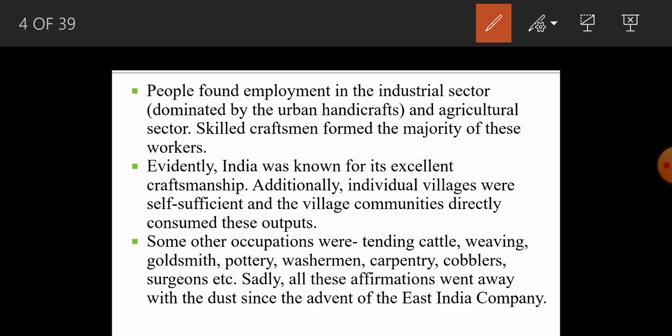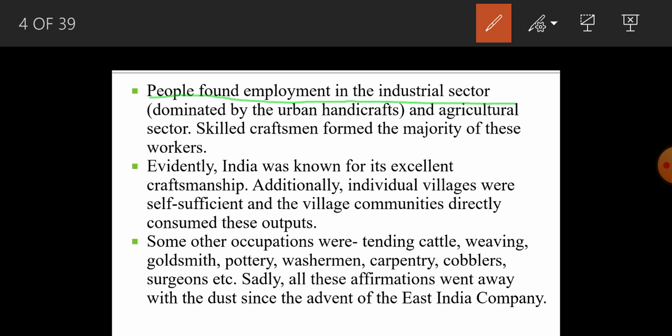Here it says that people found employment in the industrial sector dominated by urban handicrafts, and the agricultural sector. Skilled craftsmen formed the majority of these workers. Whatever employment generation was available at that time in India in the industrial sector was totally dominated by handicrafts, because maximum business, or trade, dealt with handicrafts, which were famous and the highlight of those days.